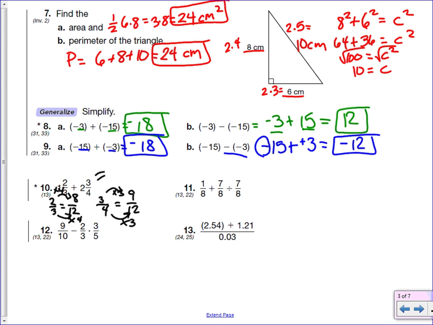So this problem then turns into 1 plus 2, I'm going to do already. 1 plus 2 is 3. And then I have 8/12 plus 9/12. 8/12 plus 9/12 is 17/12. And 17/12 is 1 whole with 5/12 left over. So we're going to have 1 more onto the 3, which is 4, and then 5/12 left over.